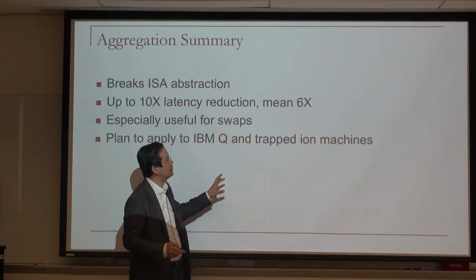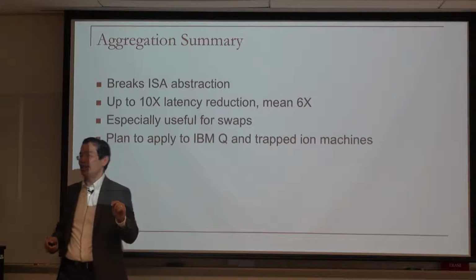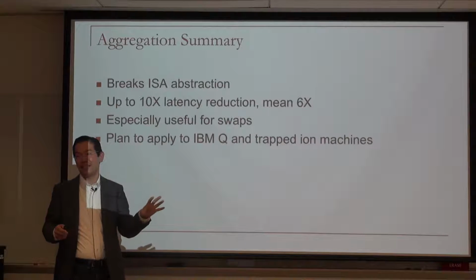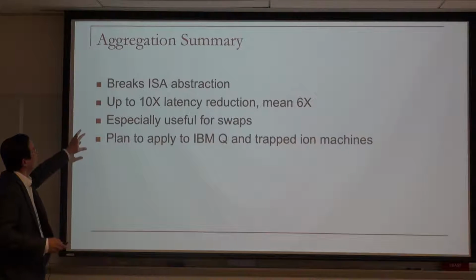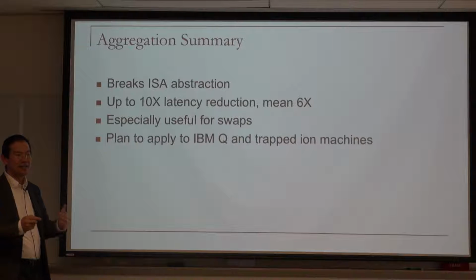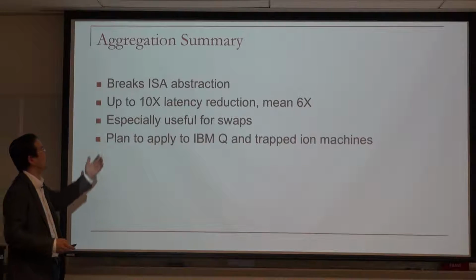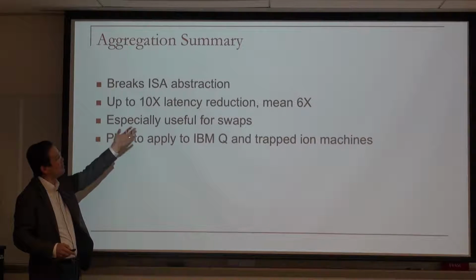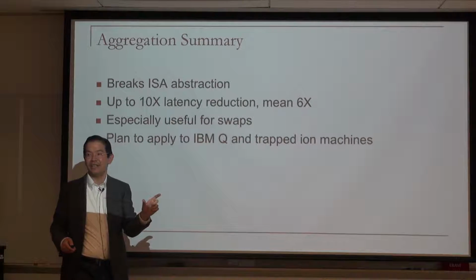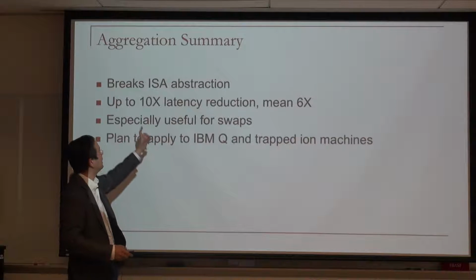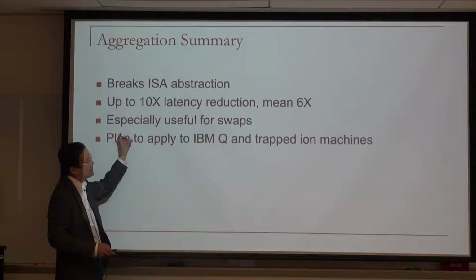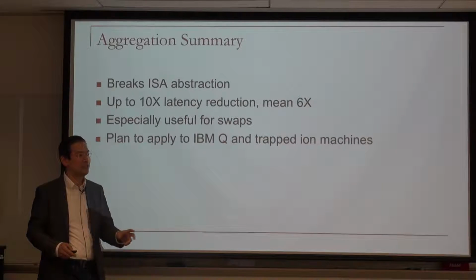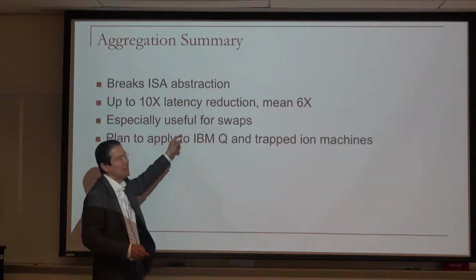This is one of the approaches that I'm most excited about, this direct-to-pulse approach. It's interesting because it breaks the gate abstraction, which we, as architects, think of as the instruction set architecture. It gives us about a 6x decrease in latency in what we looked at, up to 10x. It's especially useful. This was done on Dave Schuster's machine at the University of Chicago, and it uses a lot of swaps.